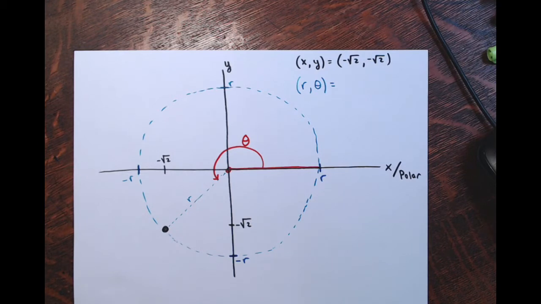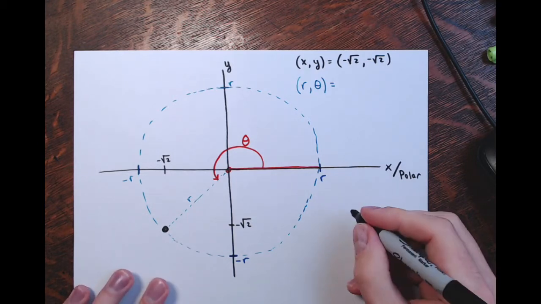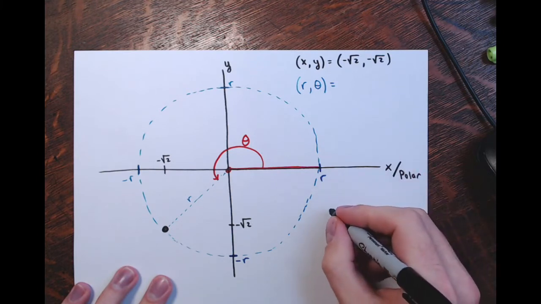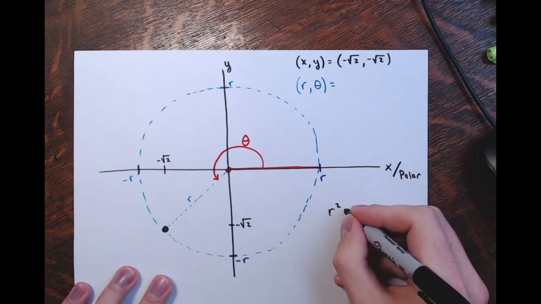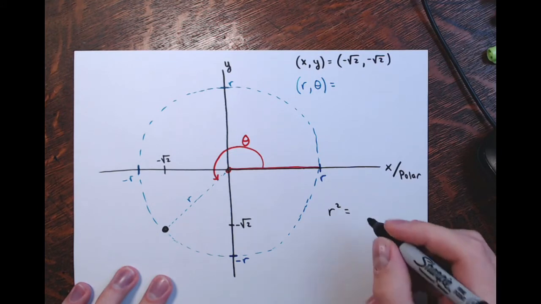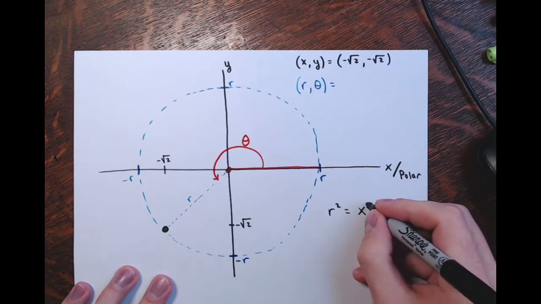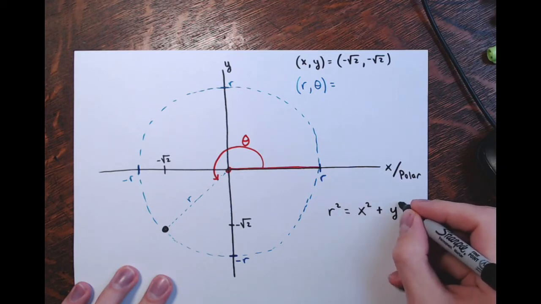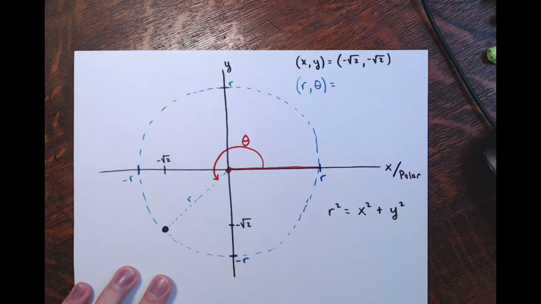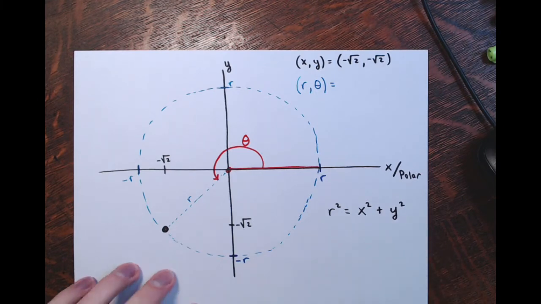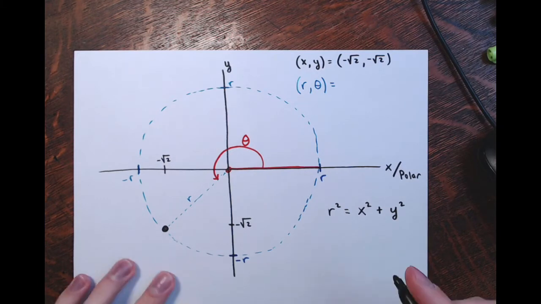Okay, so we need a few relationships. Now, these came up in the last video. I'm not going to develop these again. Just going to remember that r squared, the radius of the circle squared, will be equal to the x-coordinate of our point squared plus the y-coordinate of our point squared. And from this, since we know x and y, we can find a value of r.